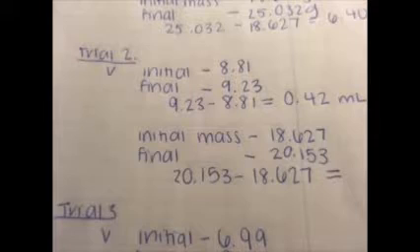For the initial volume, I read that it was 8.81 milliliters. For the final volume, I read that it was 9.23 milliliters. For the ending volume on trial 2, we subtracted the initial volume from the final volume, so 9.23 minus 8.81, and ended up with 0.42 milliliters for the ending volume.